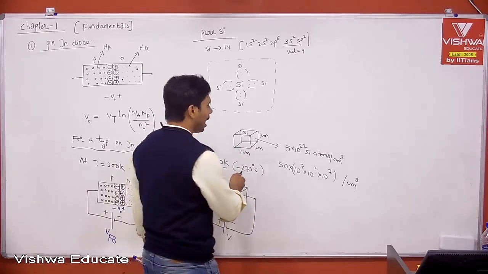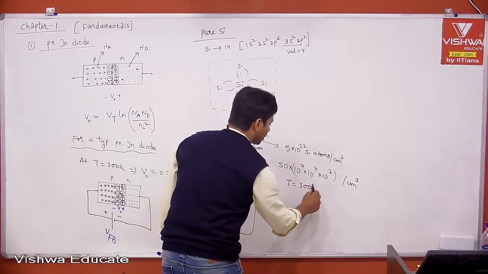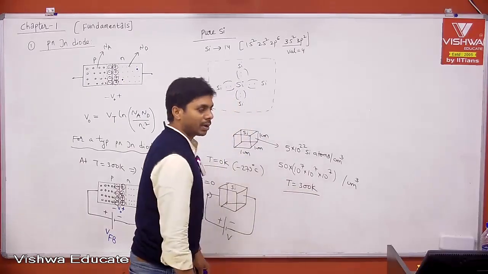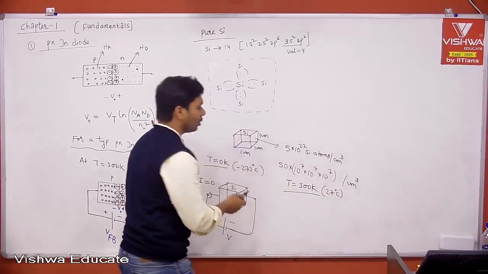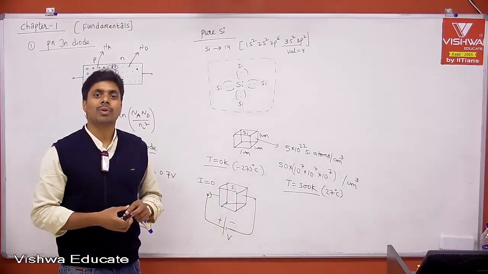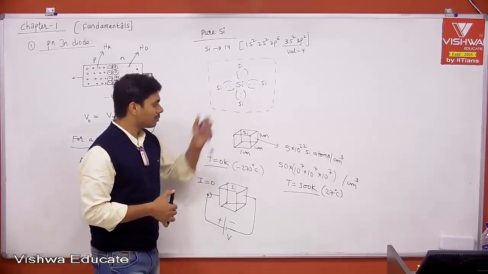But remember, at a temperature equal to 300 Kelvin, I am just taking one example, which is room temperature. I can say this is 27 degrees Celsius. Now, some covalent bonds will be broken. Why will some covalent bonds be broken?